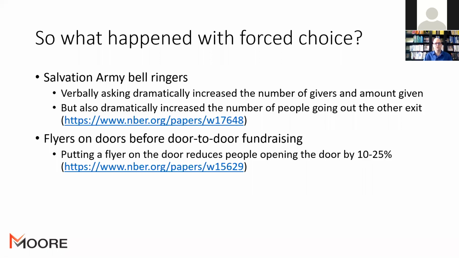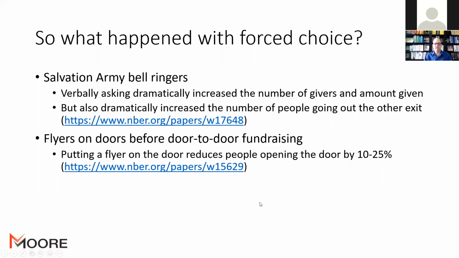Actually, I got the Salvation Army numbers incorrect. Now that I'm thinking about it, I believe it was 27 to 32% who went to the other door. So putting a flyer on the door, telling people you're going to be around, substantially reduced the number of people opening the door. Those who did open the door did commit at a higher rate, so there's an advantage there. The people who weren't going to give anyway clear out of town or don't answer the door during that time period, but still, a substantial decrease in the number of people answering doors. So people avoid the ask.